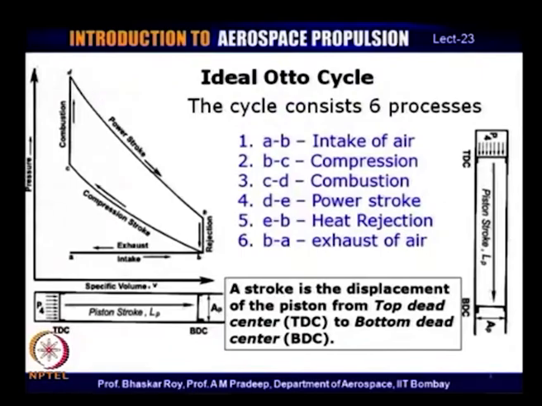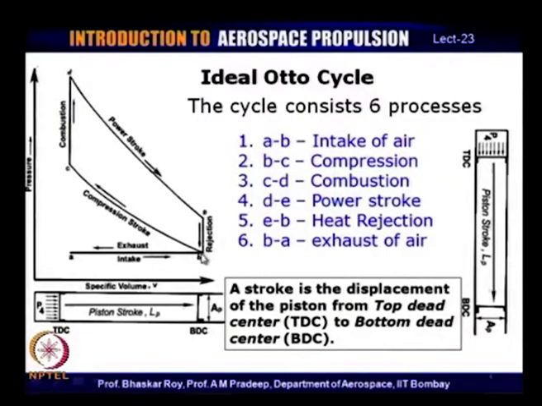Let us look at what is known as the ideal Otto cycle. The cycle essentially consists of 6 processes, and let us start from the beginning. It starts from a point which we call A, and from which we have what presently let us call intake of air, and it starts from A and goes to B. So, the process A to B is called the intake of air.